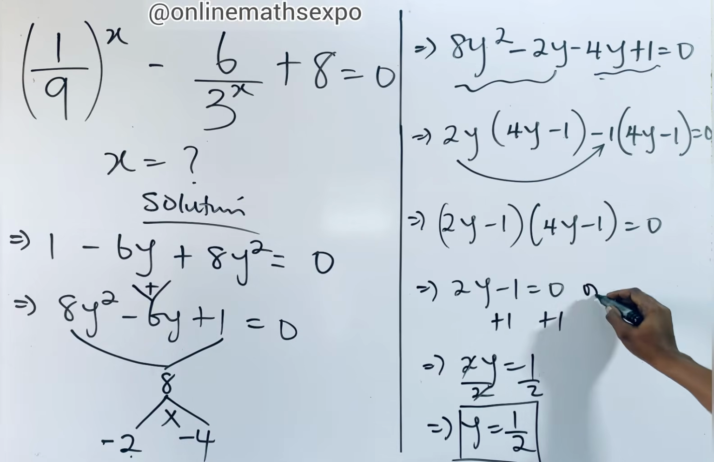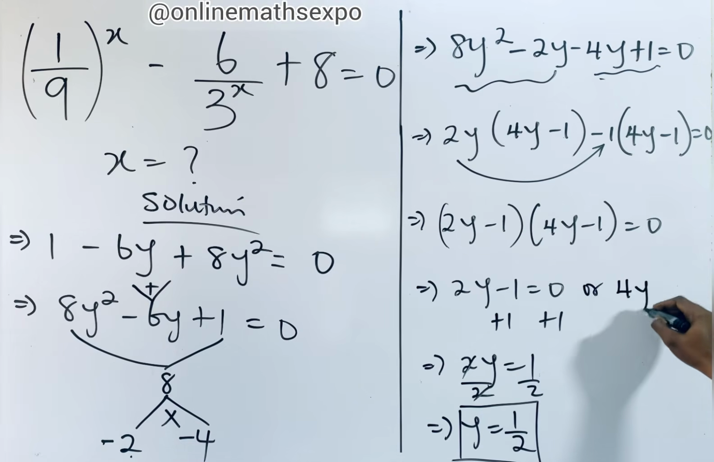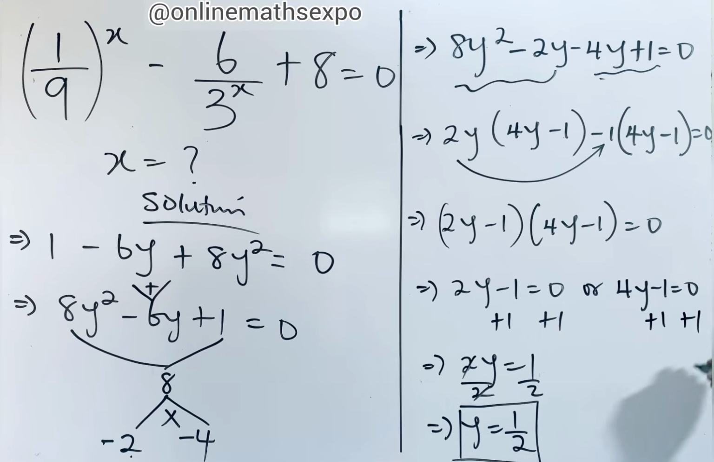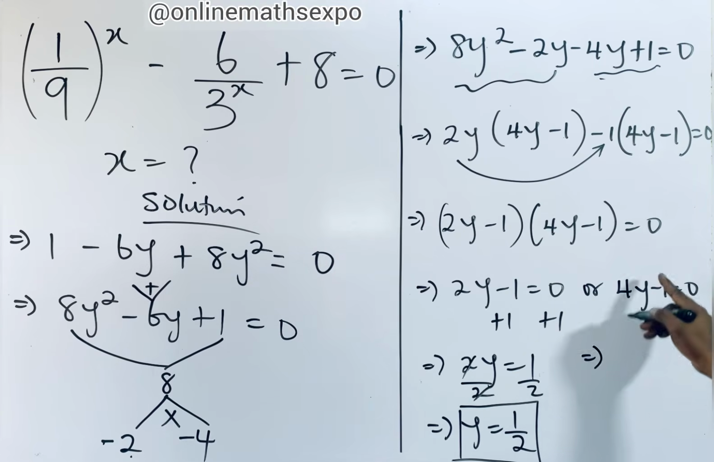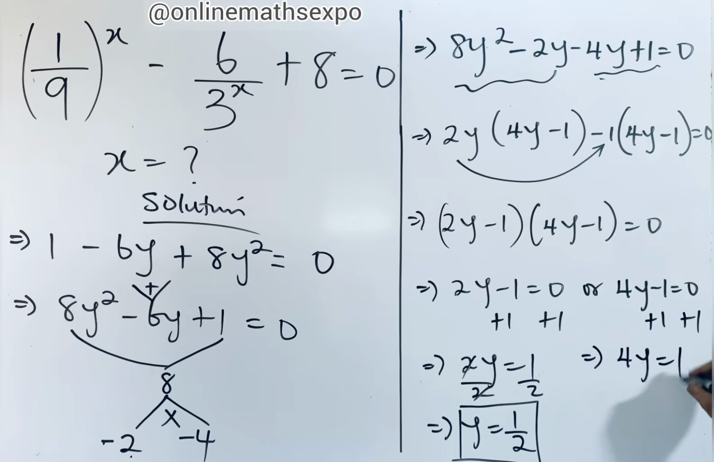Then we can also have 4y minus 1 is 0. You also add 1 to both sides. If you do that, you are going to have 4y is equal to 1. So to get y, divide both sides by 4. If you do that, y will give you 1/4. So this is the second value of y.